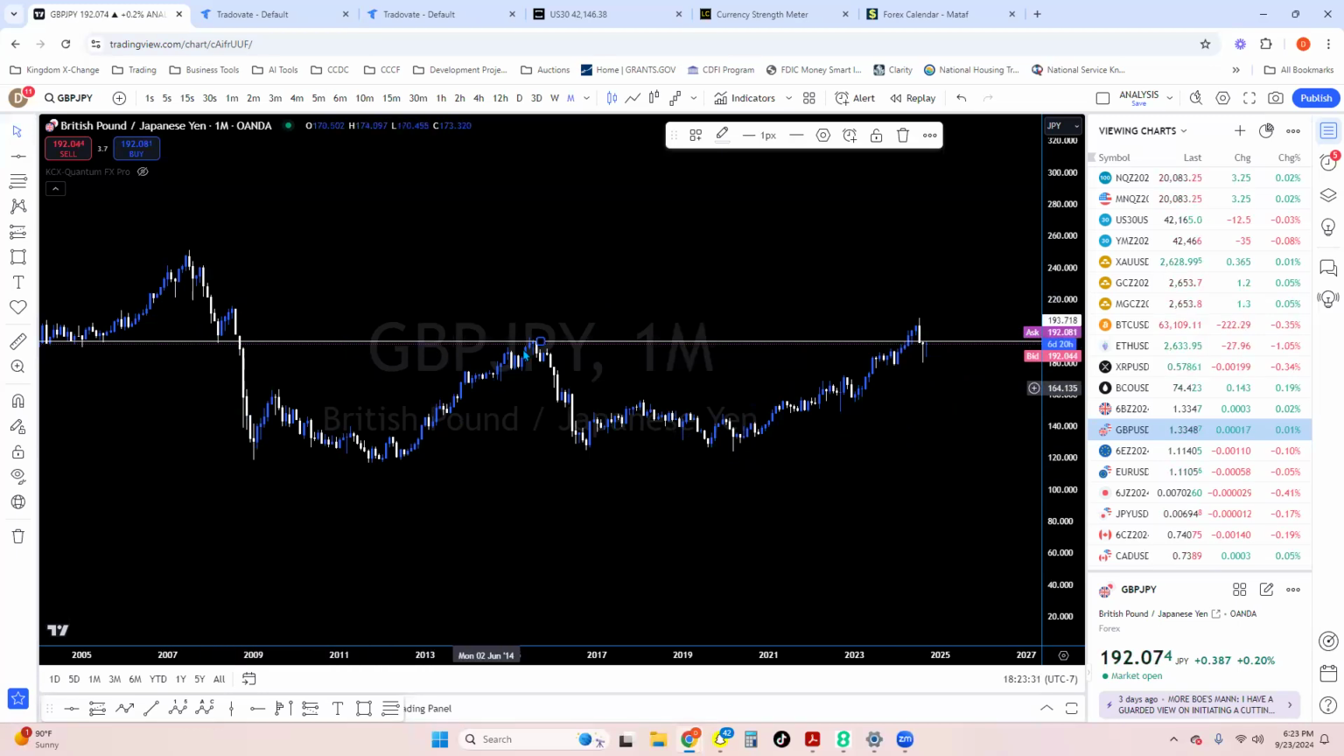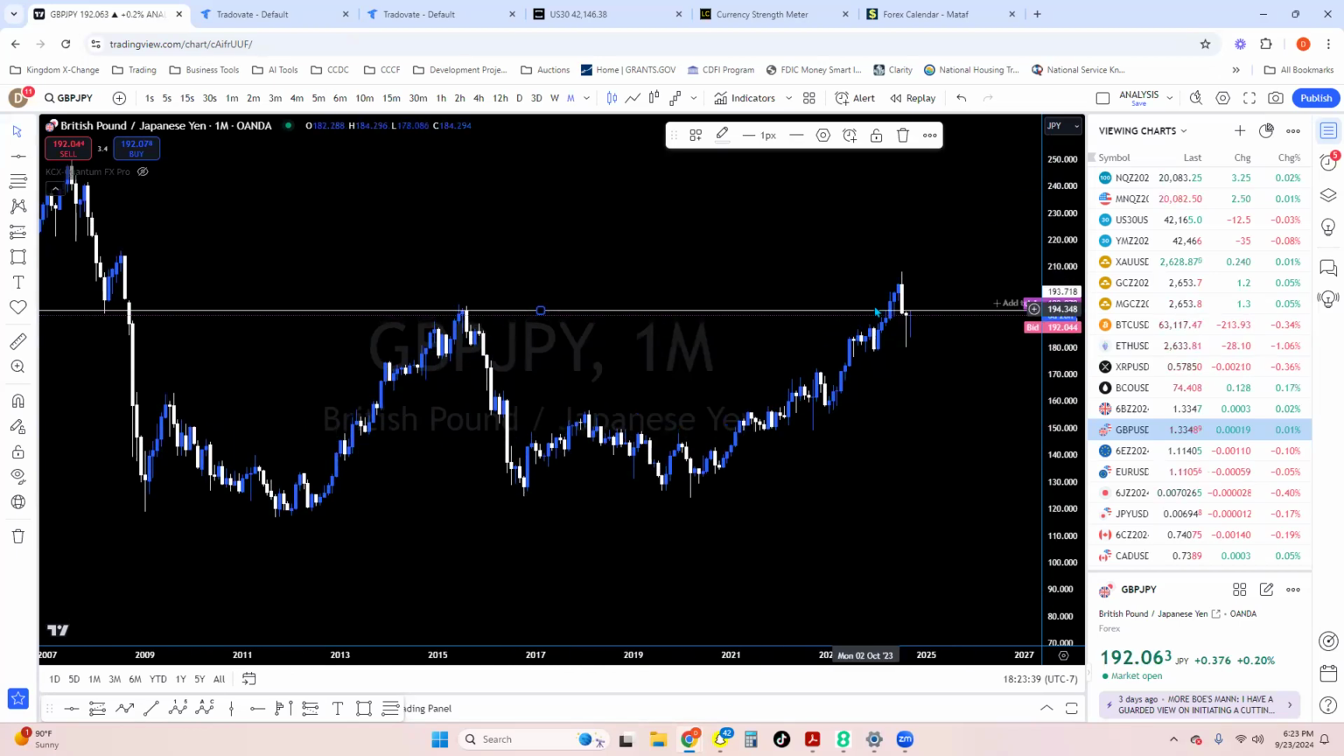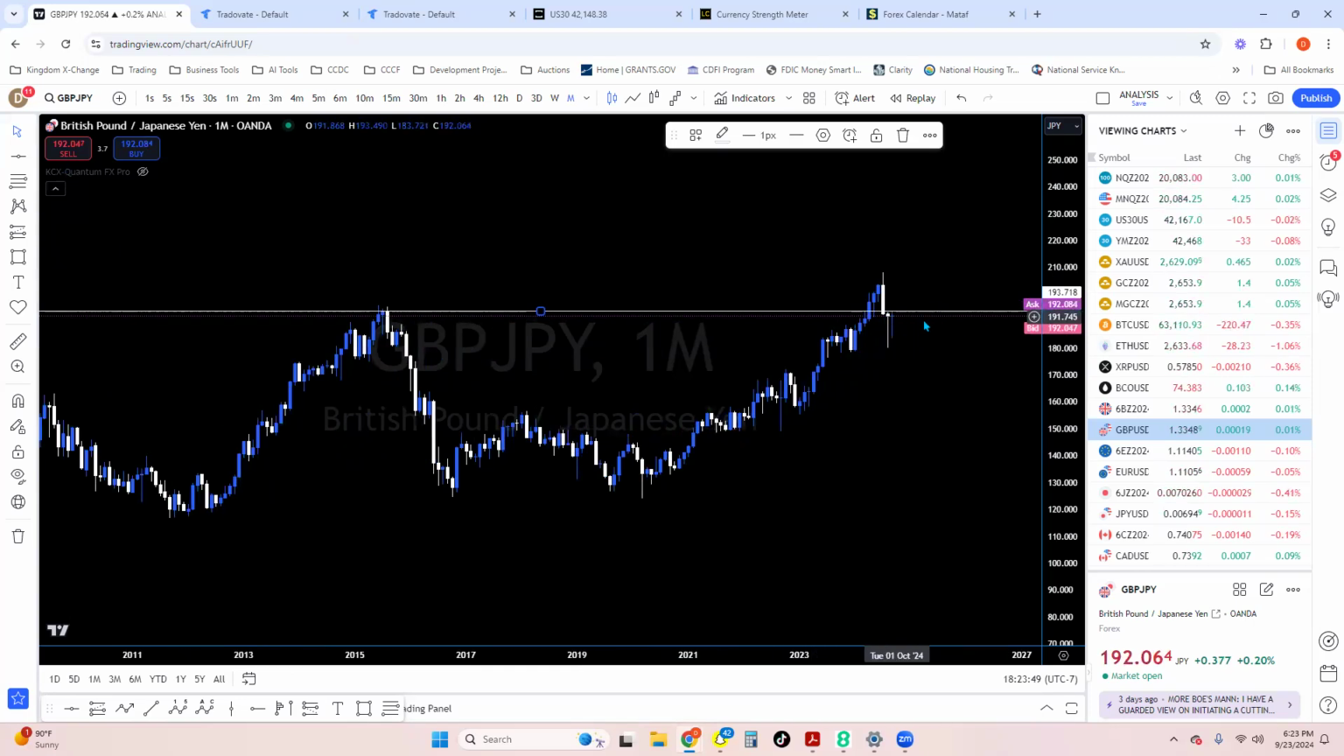It broke here, came back, retested, came back, and it broke this demand zone over here. So you can see that even though it broke it, it came back down, and now it's retesting it again. So that's kind of crucial. That's going to be a good trade when it decides what it's going to do.